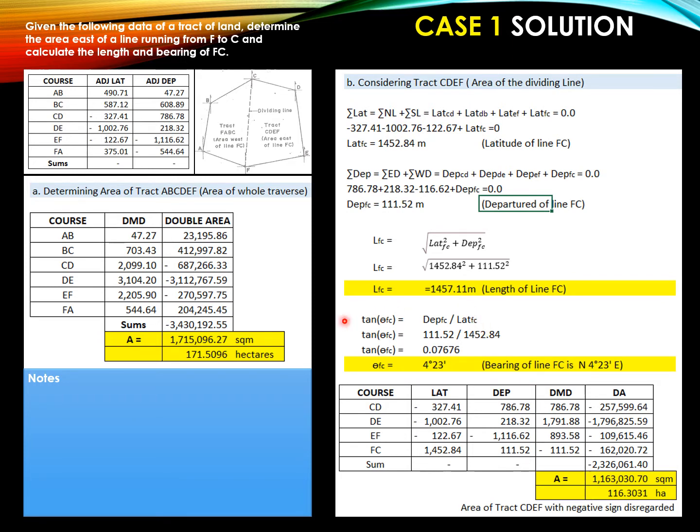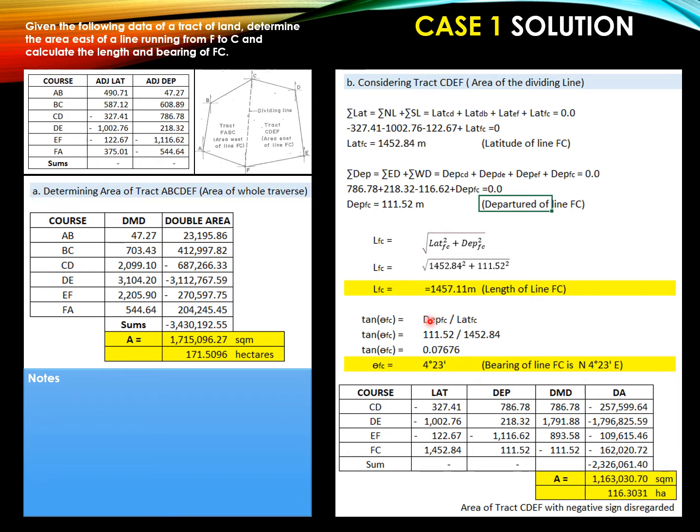We just need to compute the tangent theta of line FC. So we just did this value, the latitude and departure of line FC. And then after that, we will get this value, 4 degrees 23 minutes. So how do we know if this is north or south, or east or west? So this is the hint.